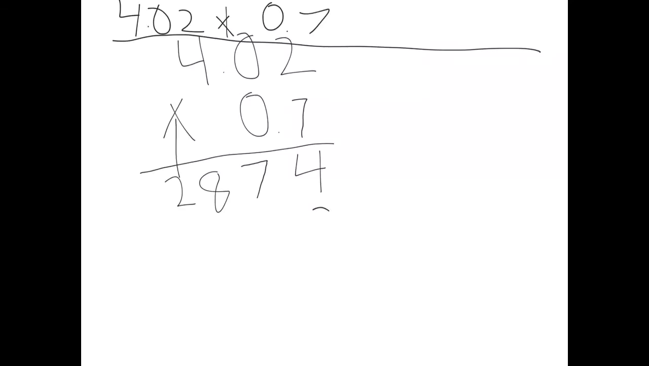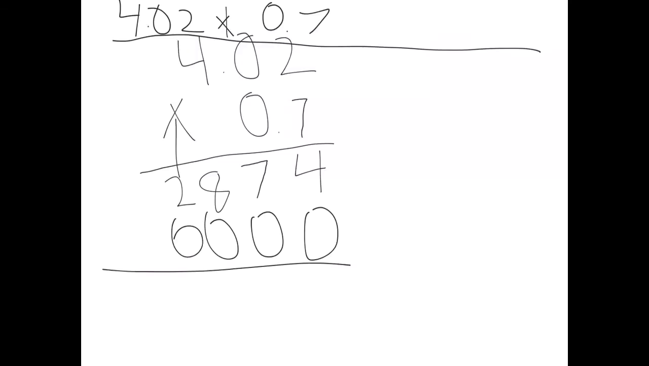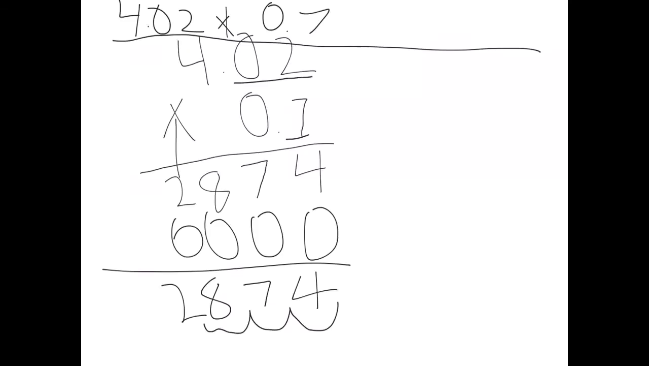And then put a 0 down, and then 0 times 2 is 0. 0 times 0 is 0, and 0 times 4 is 0. And then add: 4 plus 0 is 4, 7, 8, and 2. So now, since there are 2 digits behind the decimal here, and there's 1 here, that's 3, so you move it over 3. 1, 2, 3. And your answer is 2.874.